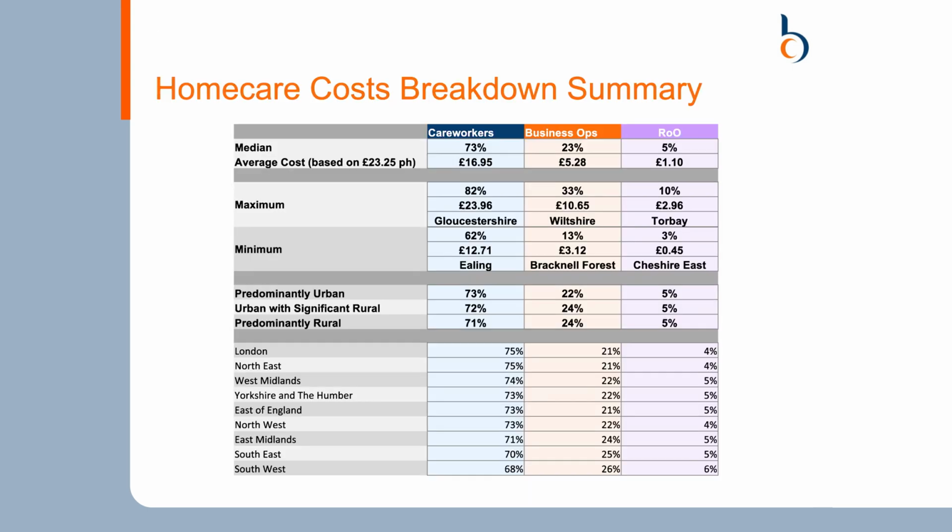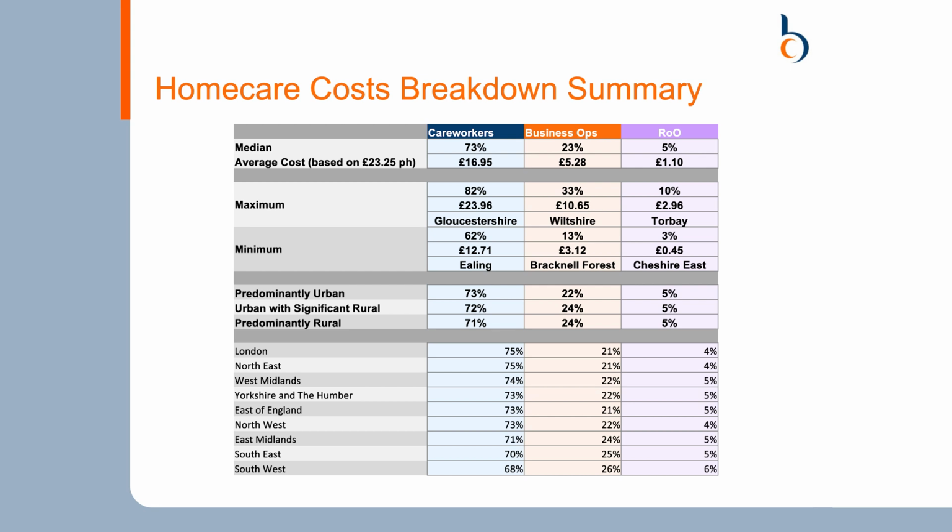This is a quick breakdown. Three columns: care worker costs; business operation costs, which are all the back office costs, basically running the business; and the return on investment, which is the percentage that local authorities thought was reasonable for providers to charge as a profit. And as you can see, they're not very generous. The average, or the median, is 5%. Care worker costs, as I said, the overall average is 73% of the overall cost of home care, and 23% is made up of business operations.